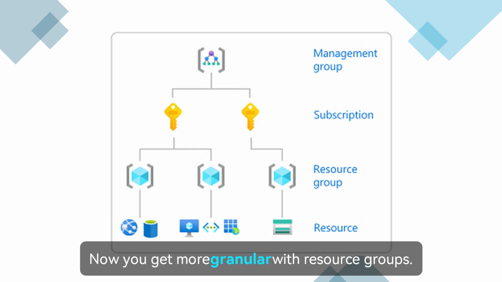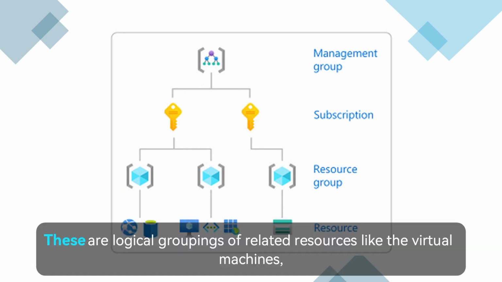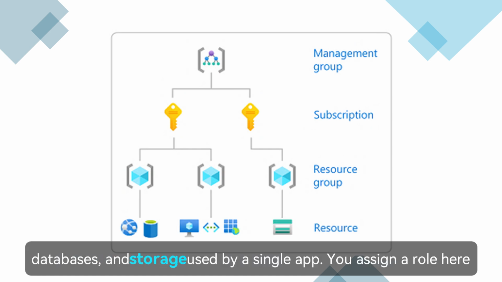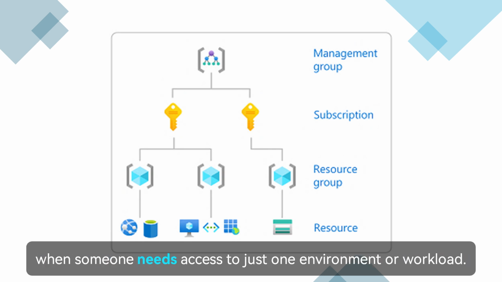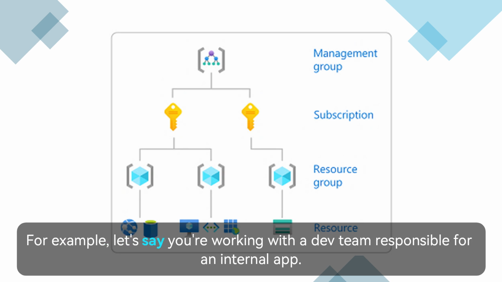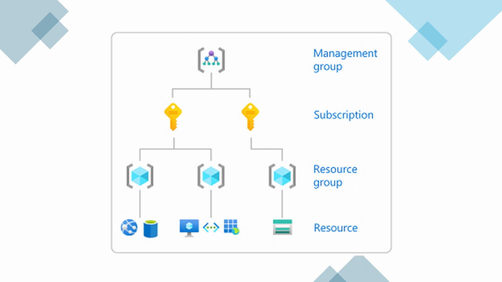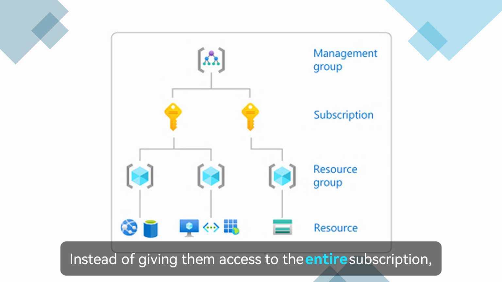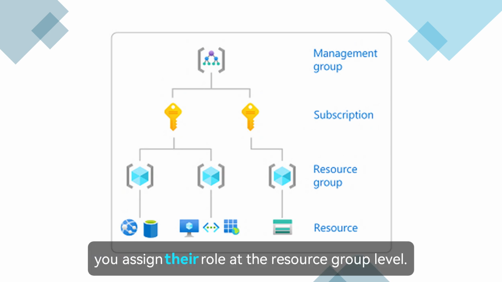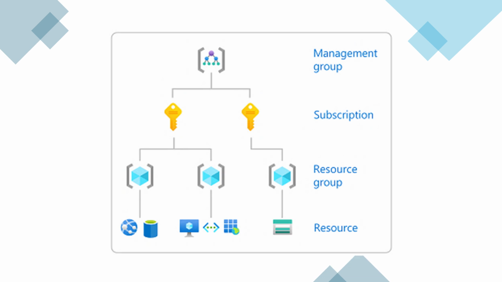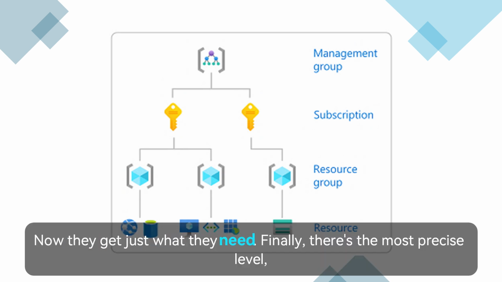Now you get more granular with resource groups. These are logical groupings of related resources, like the virtual machines, databases, and storage used by a single app. You assign a role here when someone needs access to just one environment or workload. For example, let's say you're working with a dev team responsible for an internal app. Instead of giving them access to the entire subscription, you assign their role at the resource group level. Now they get just what they need.